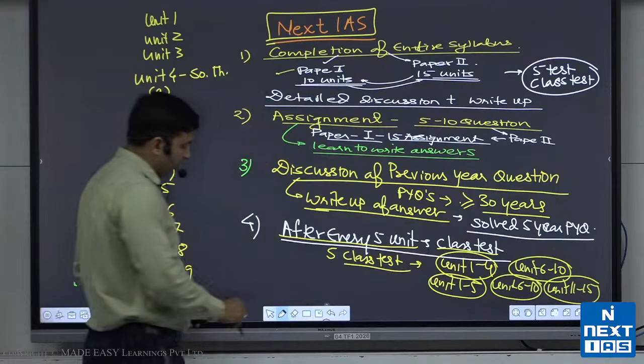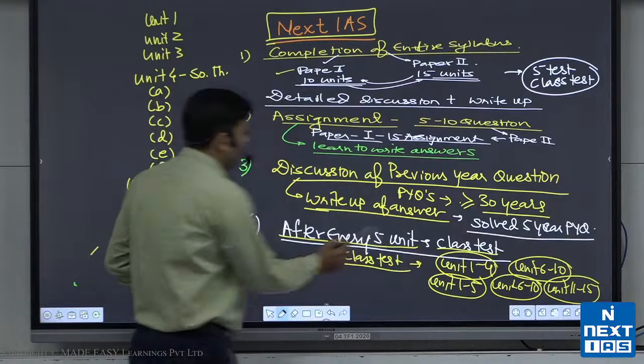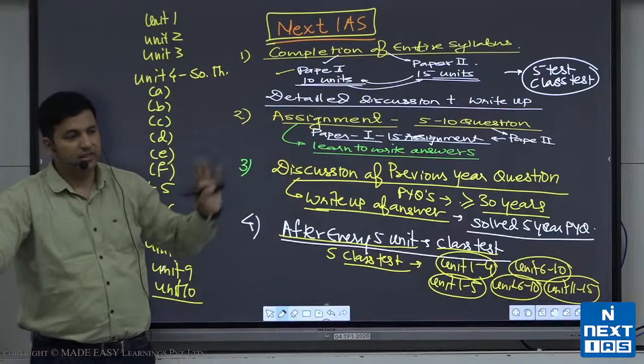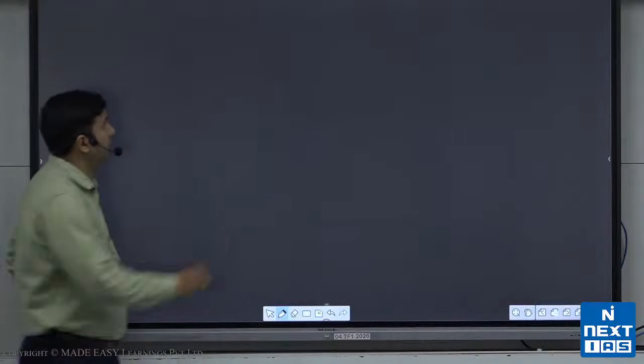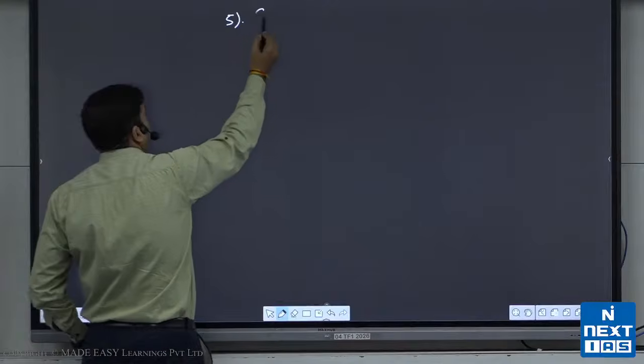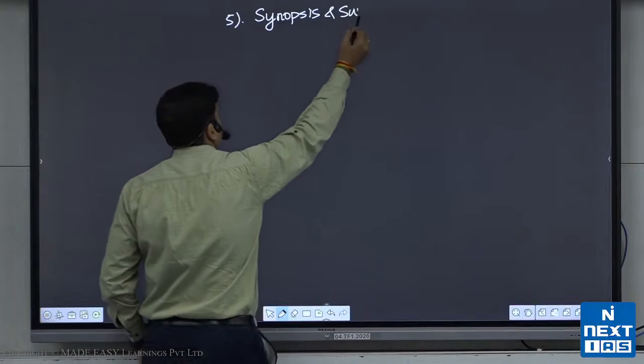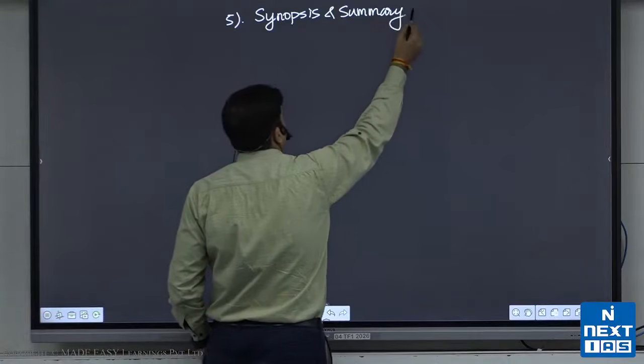Once you have done that, now a very important part: we have completed exhaustively everything which is needed for us to excel. So then the fifth part will be the synopsis and summary making.